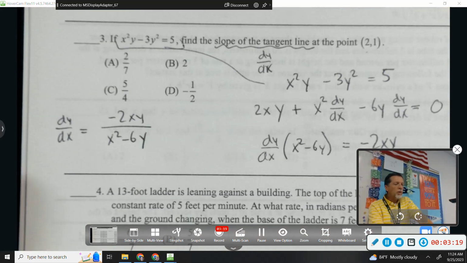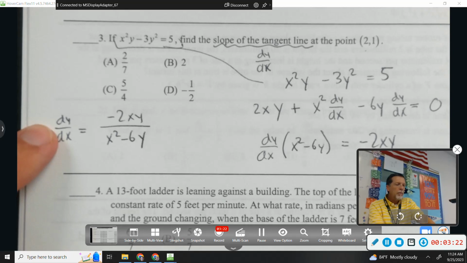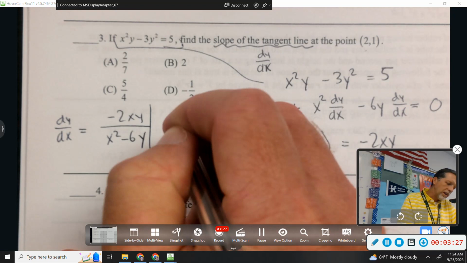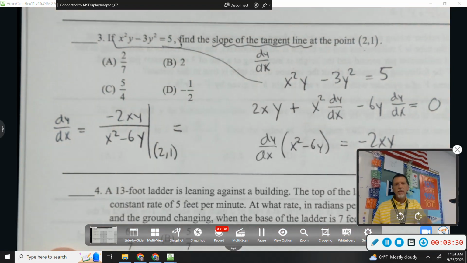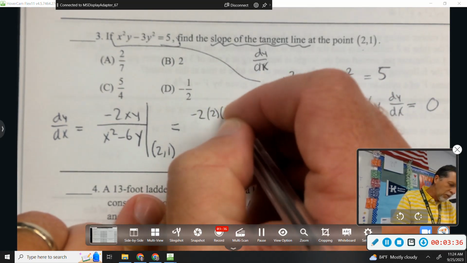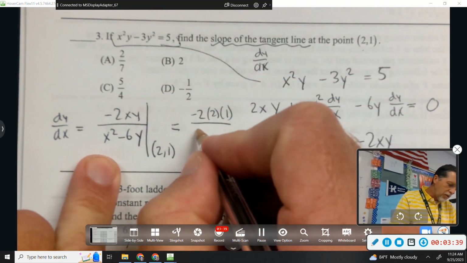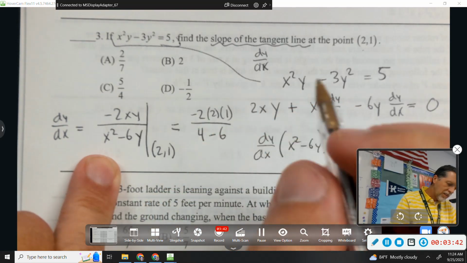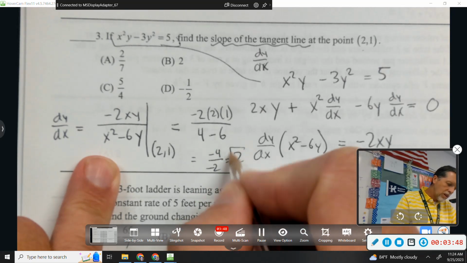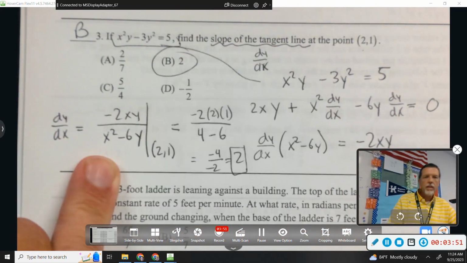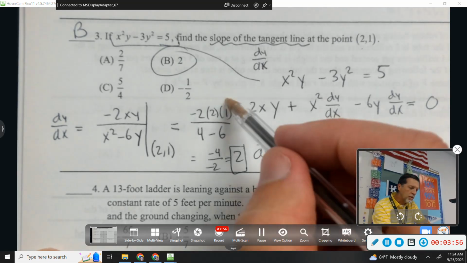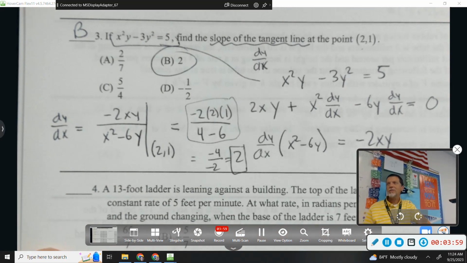And if you look at problems 1 and 2, that's basically where they stop. But this one gives you a point to plug in. So if we evaluate that at 2, 1, the bar that means evaluate at 2, 1, negative 2 times 1 over 4 minus 6. Let's see, so that's negative 4 over negative 2, which is 2. I mean, this was a safe stop, but it was multiple choice, so it wasn't really an option.